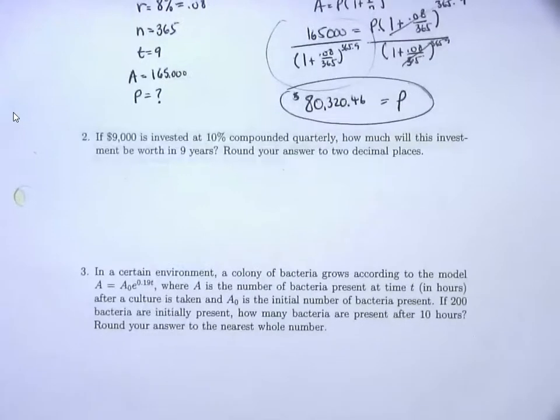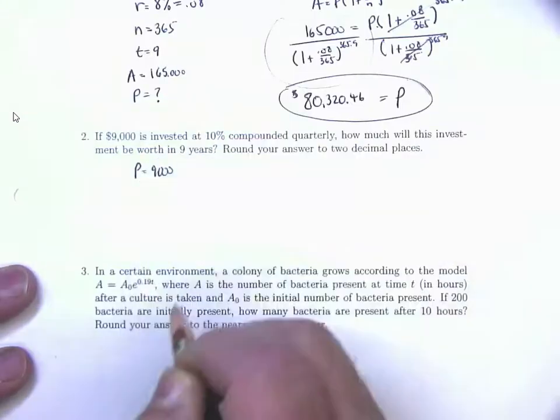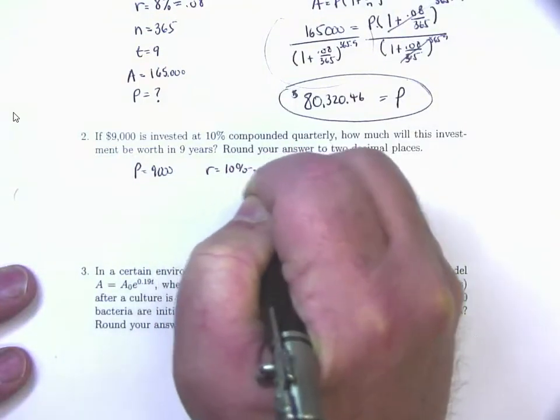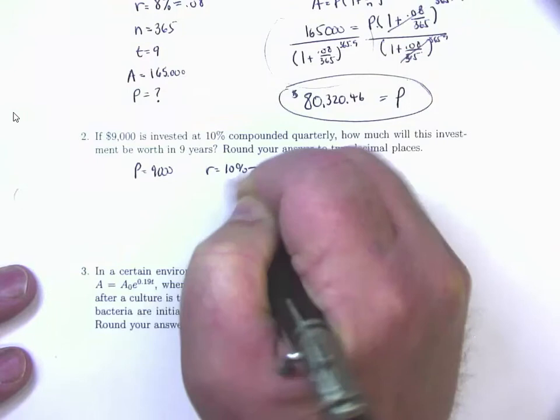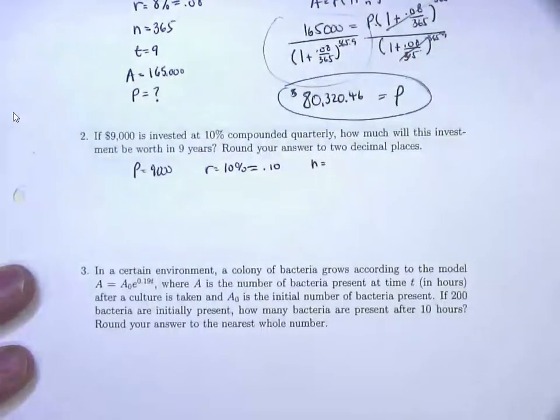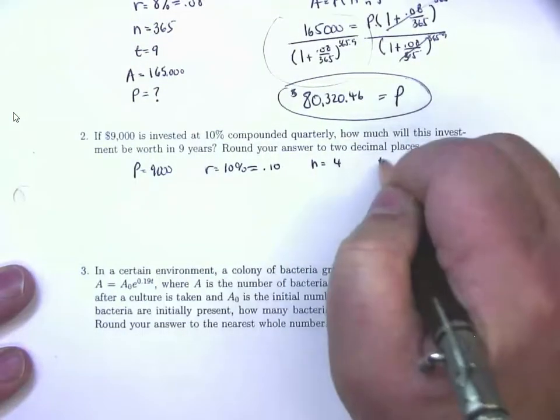Take a look at the next guy. If $9,000 is invested at 10% compounded quarterly, how much will the investment be worth in 9 years? All right, so I got, again, principal of $9,000. The interest rate is 10%. 10% is 0.10. Move the decimal 2 places left. Compounded quarterly. How many times a year is quarterly? 4. And time is 9 years.